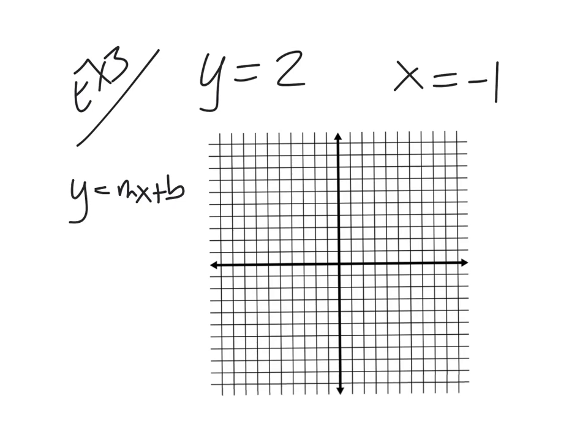So these are going to be just a vertical line and a horizontal line. The horizontal line is when y equals a number. So what's the y-intercept here? 2. So I go up to 2 and I put a dot, and since there's no slope, it's just a horizontal line at positive 2.